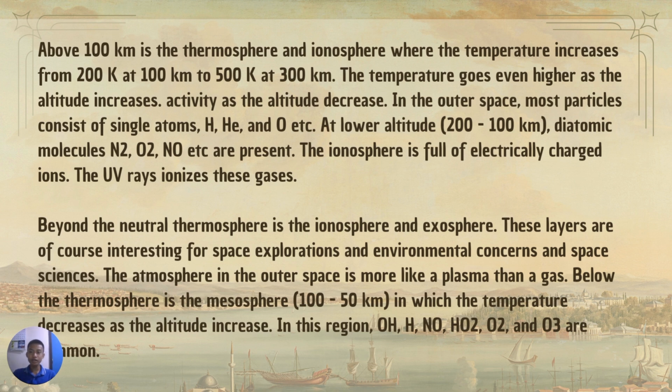Above 100 kilometers, the thermosphere and ionosphere have rising temperatures and mainly consist of hydrogen and helium atoms, with the ionosphere playing a key role in space exploration. Below, the mesosphere, at 50 to 100 kilometers, has decreasing temperatures and contains molecules like oxygen, ozone, and nitric oxide, crucial for understanding Earth's environment and space science.